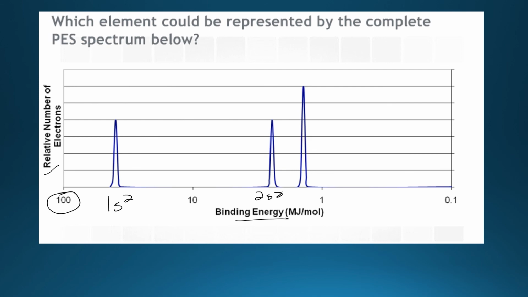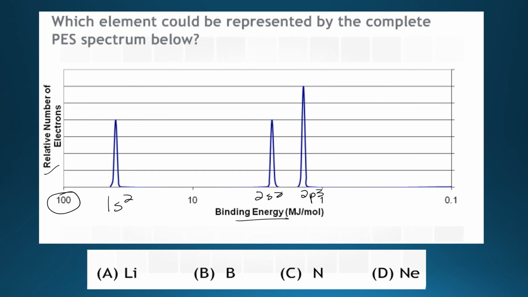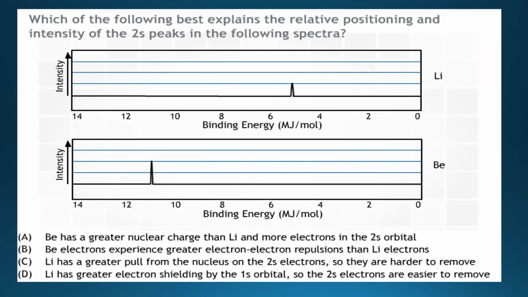And my next one, I have 6 lines. So that would be 2p3. And I think I have a little multiple choice. So thinking about your electron configuration, 1s2, 2s2, 2p3, and that is the configuration for nitrogen. Kind of fun, huh? Okay, so which of the following best explains the relative positioning and intensity of the 2s peaks in the following spectra?